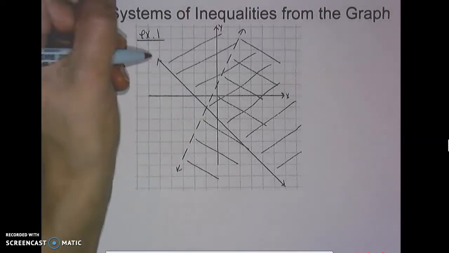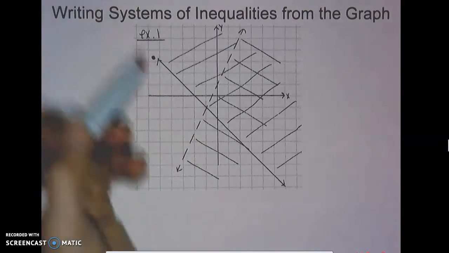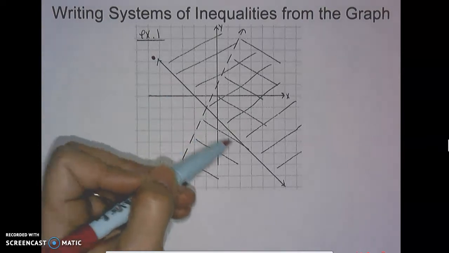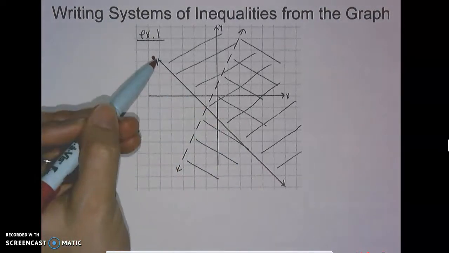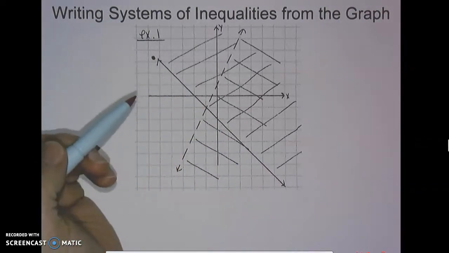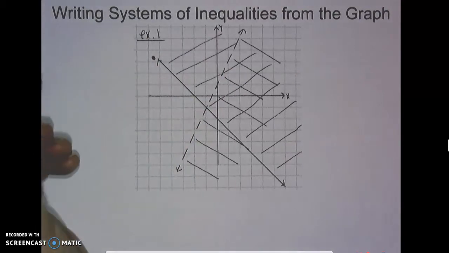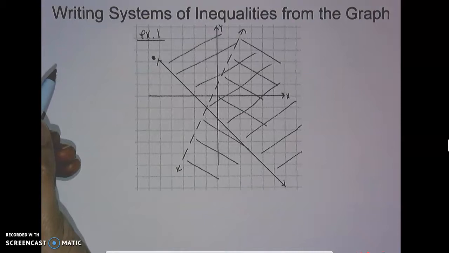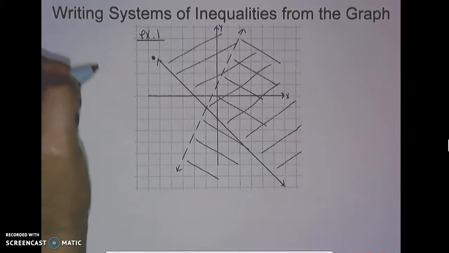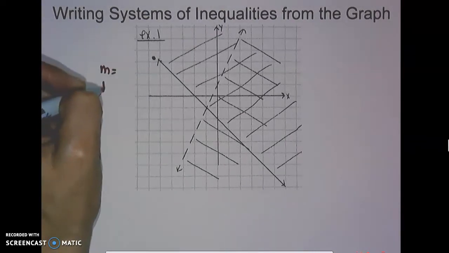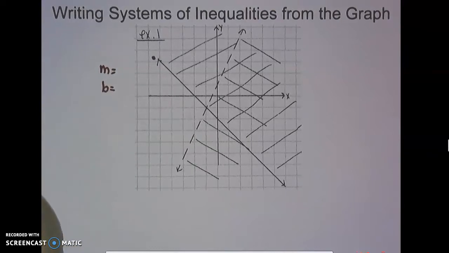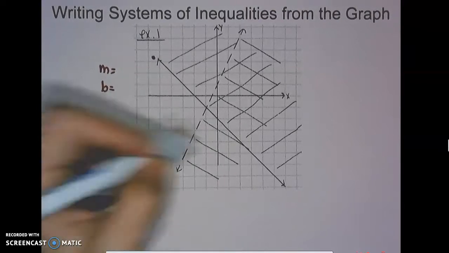So this one, we have two different ones. So I'm going to use red to write the information for this inequality here. So I'm going to put a red dot next to that. And then I'll use a different color for the other one, okay? Now, in order to write the inequality for these, we need to know two things. We need to know what the M is and what the B is. Those are the pieces of information that we would have needed to know in order to graph that before.